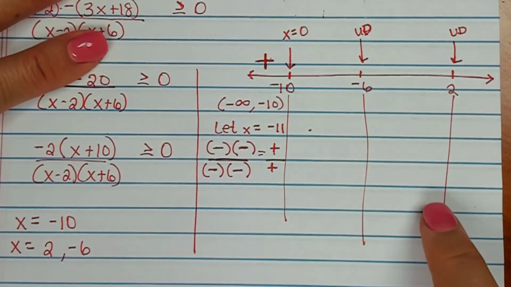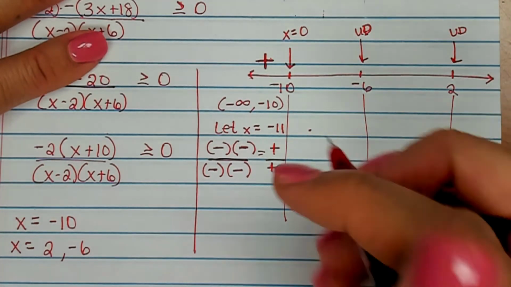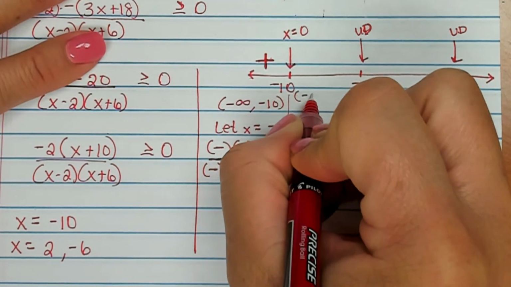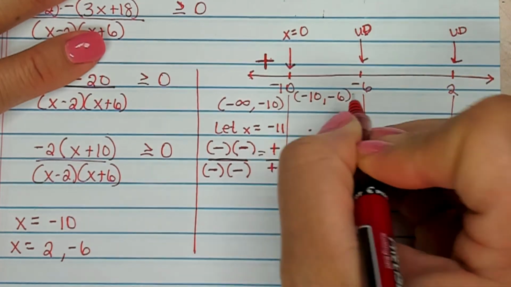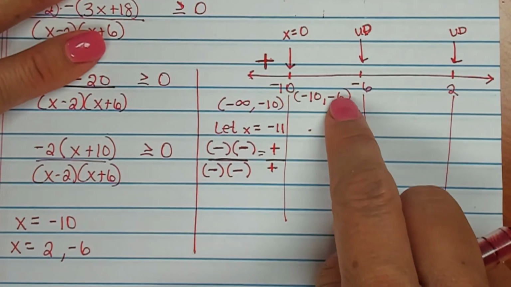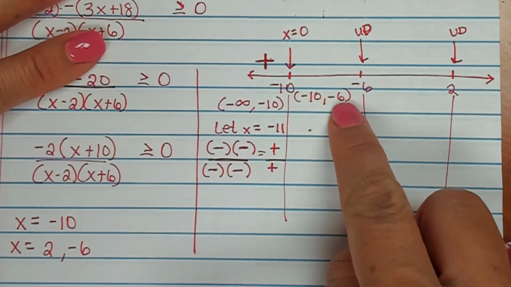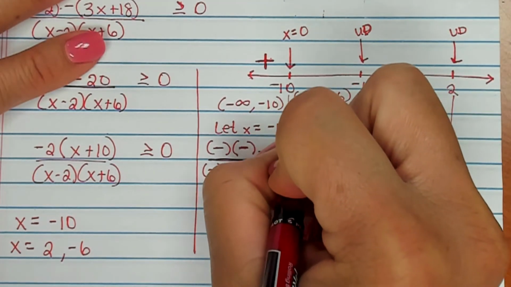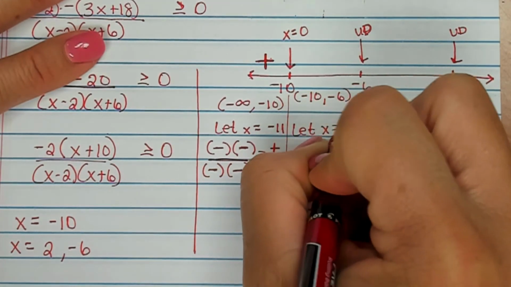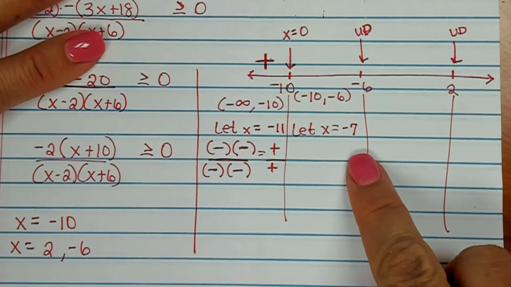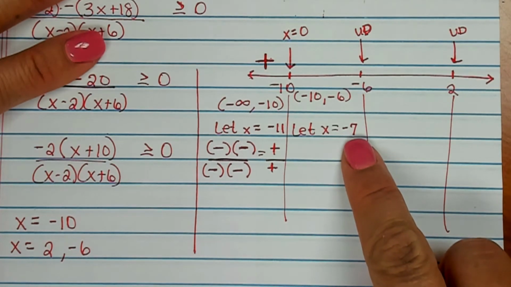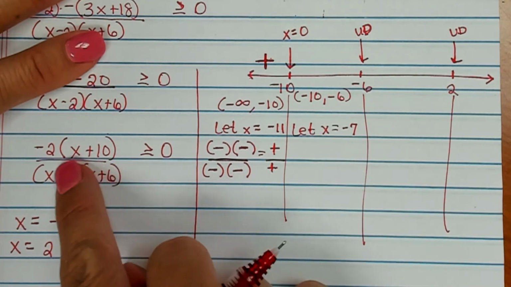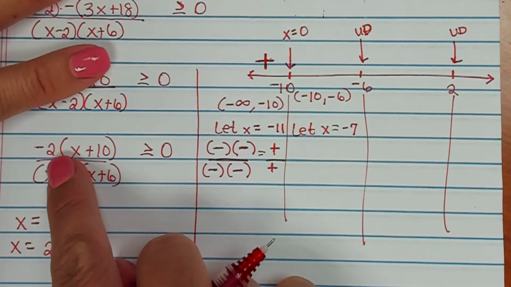I'm going to just put lines here so I can test each piece. So this interval from negative 10 to negative 6, we're going to choose any number between negative 10 and negative 6. So I could let x be equal to negative 7. You could choose any number you want. We're just going to choose negative 7. Take negative 7 and substitute it into this expression.